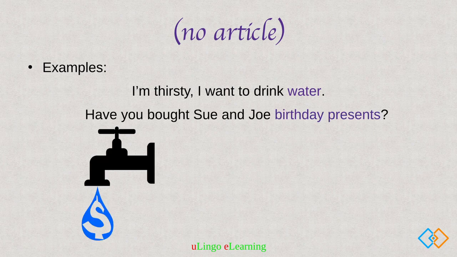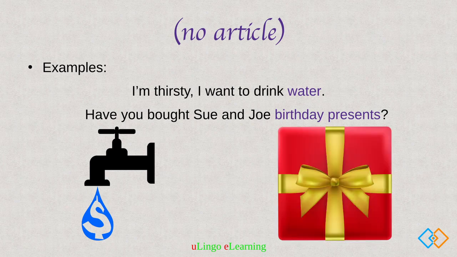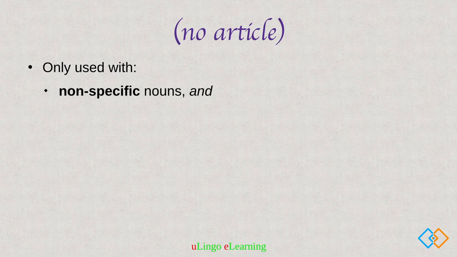Have you bought Sue and Joe birthday presents? You can see that there are no articles before water and birthday presents because we want to talk about them in general. So then, we get the rule for not using an article. No article only happens before non-specific nouns and uncountable or plural nouns.